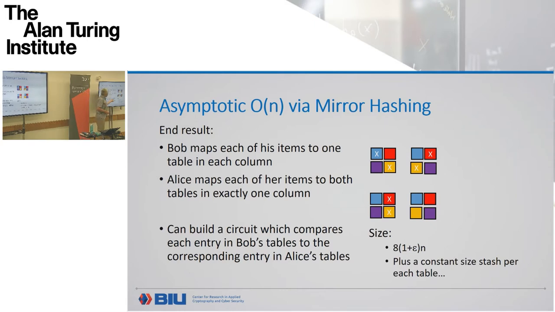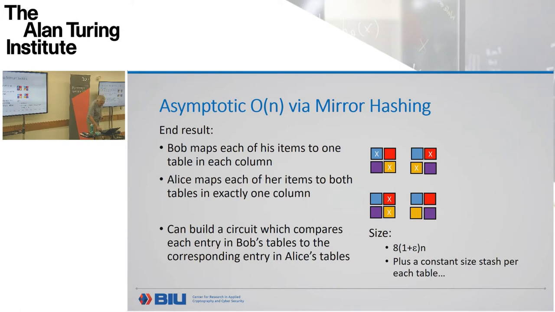Great. How big is this circuit going to be? It's 8 times N. Cuckoo hashing always requires the tables to be a bit larger than N, so it's usually 1.2 times N. So it's a constant size circuit for doing that. And since we're doing Cuckoo hashing here, some items might not be placed in the tables, but will be placed in the stash. Each item placed in the stash will have to be compared to all items of the other party. But since we have a constant number of stashes, and each stash has a constant number of items, we have to do a constant number of comparisons with N items.